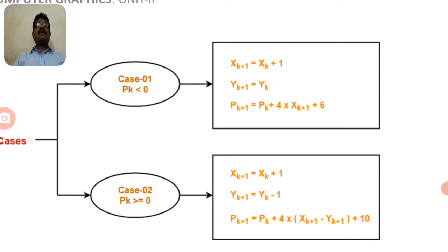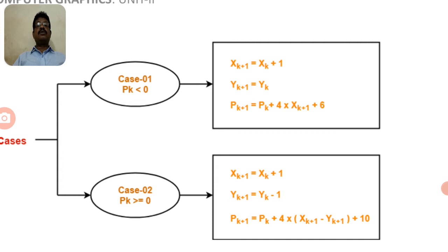So Bresenham defined this particular concept with this circle drawing algorithm, mainly focused on the decision parameter value, that is the pk value. So here we will find the next pk value: pk plus 1 equals pk plus 4 into xk plus 1 plus 6.